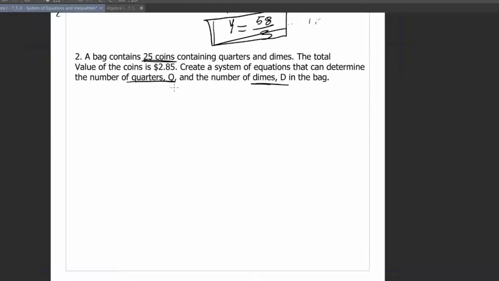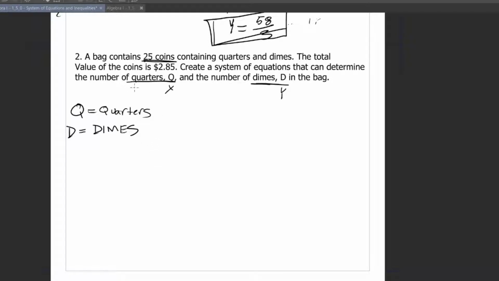And you don't necessarily have to use these variables. You just want to make sure the variables you're using are consistent. So if you use quarters, you could say quarters is X and dimes is Y if you wanted. For this question, we're going to continue using the variables that they gave us. So Q equals quarters and D equals dimes.